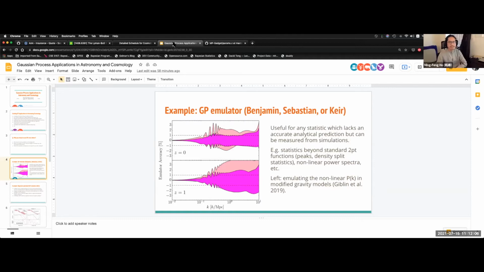Okay, cool. I do have a question. How do people usually choose the kernel for the GP emulator? Do you try different kernels in the first place and then choose the best one, or just go directly to the very smooth kernel?